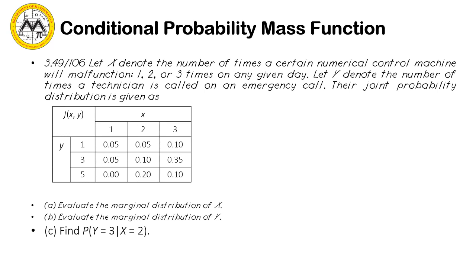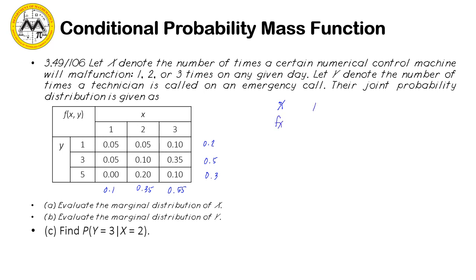So let's evaluate the marginal distribution of y, and find the probability of y equal to 3 given x equal to 2. If we add this vertically, it would be 0.1, 0.35, 0.55. Observe that if you add that, it should be 1. Let's have another check for horizontal. So it would be 0.2, 0.5, and 0.3.